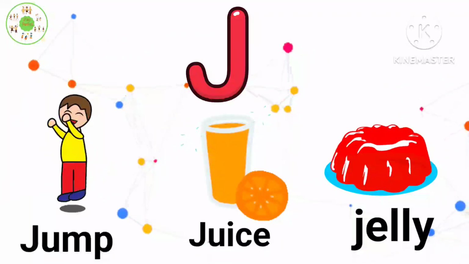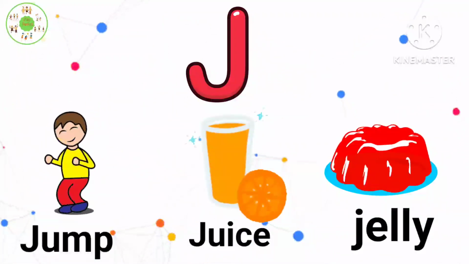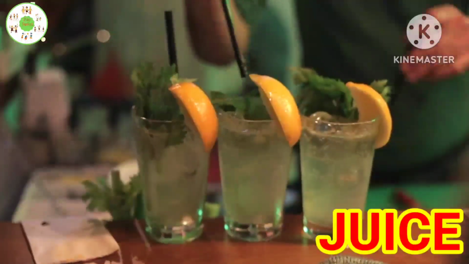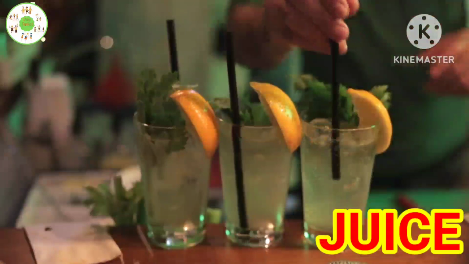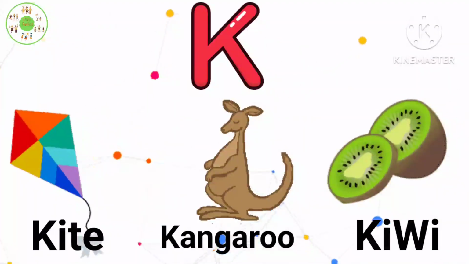J for jump. J for juice. J for jelly. Juice. K for kite.